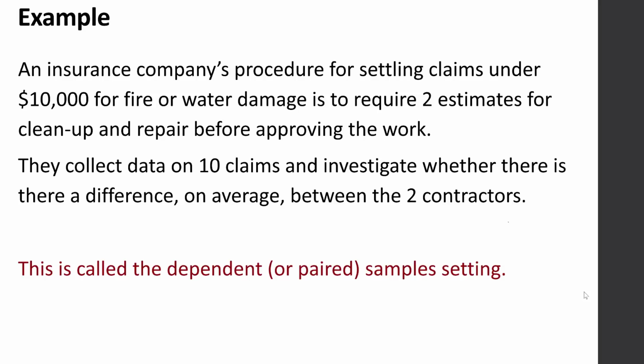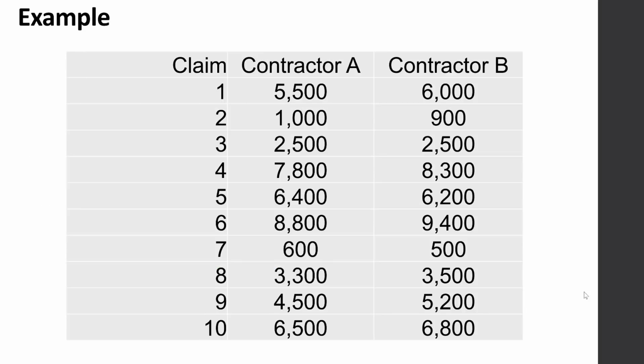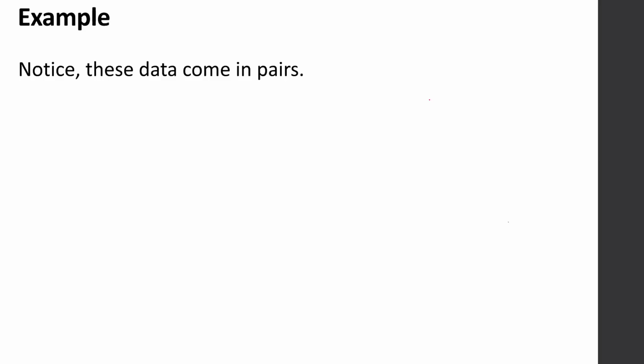It's dependent or paired samples because there is an observation in the first column that's linked to an observation in the second column. Each one of them comes in like a pair. So claim 1 has two quotes on it, and obviously that claim is linking those quotes together. In general, if claim 1 has less damage, both the contractor's prices should be lower on average. So we call this the dependent sample setting when there's something linking those columns together.